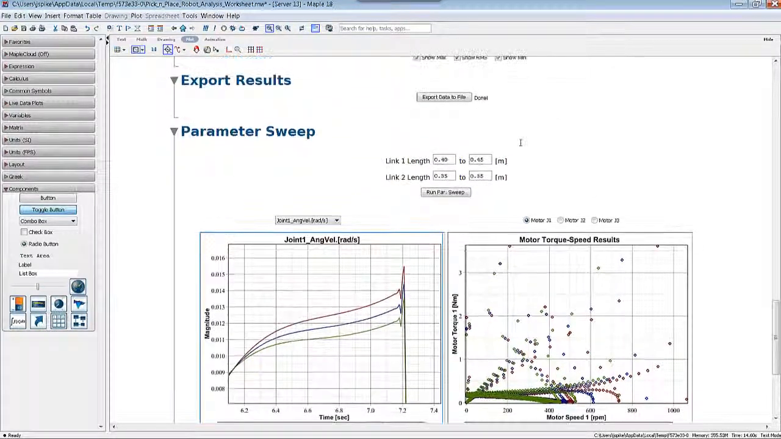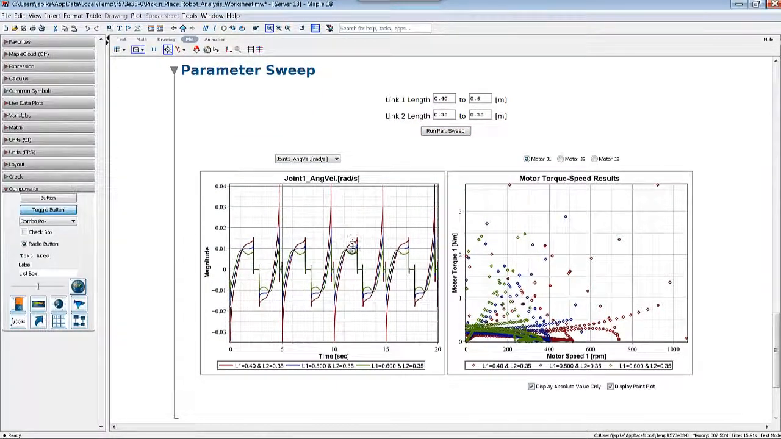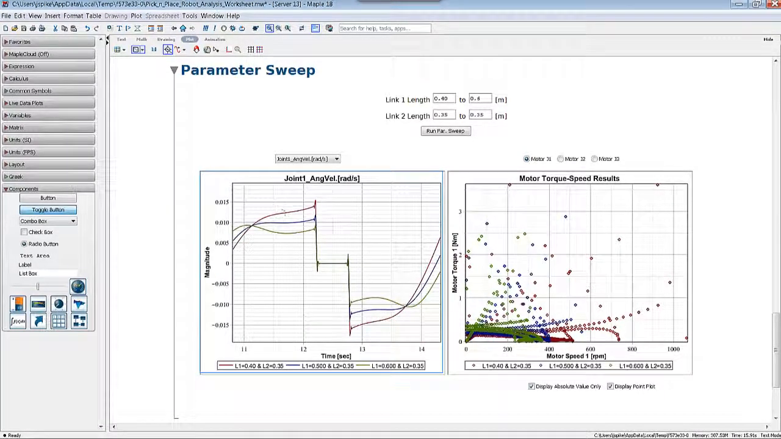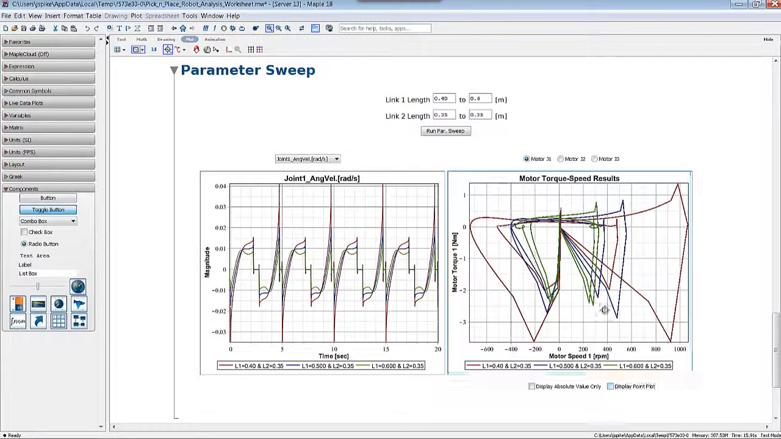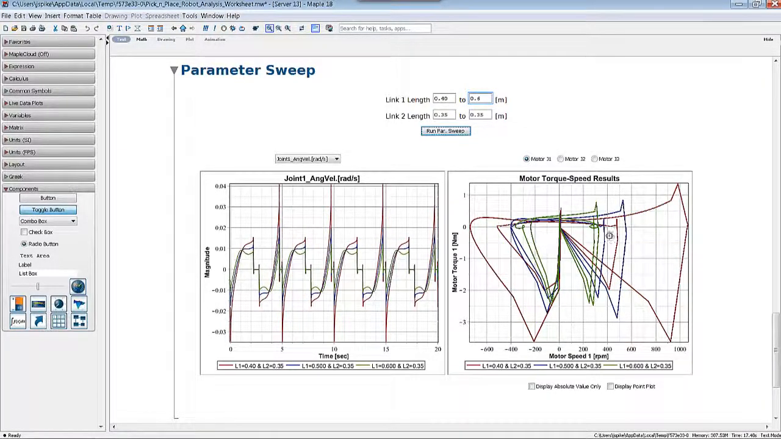If I go back to my parameter sweep settings and I want to include any additional information, I can. For instance, I can change the range that I'm going to perform my parameter sweep in, and we can see significantly different results. As we can see here in our angular velocity, we have very different output behavior, as well as in our motor information, we can see that the results have significantly changed. If I go back, I can easily toggle those results and compare and see that the overall tendencies converge closer to the origin of my motor torque plot.